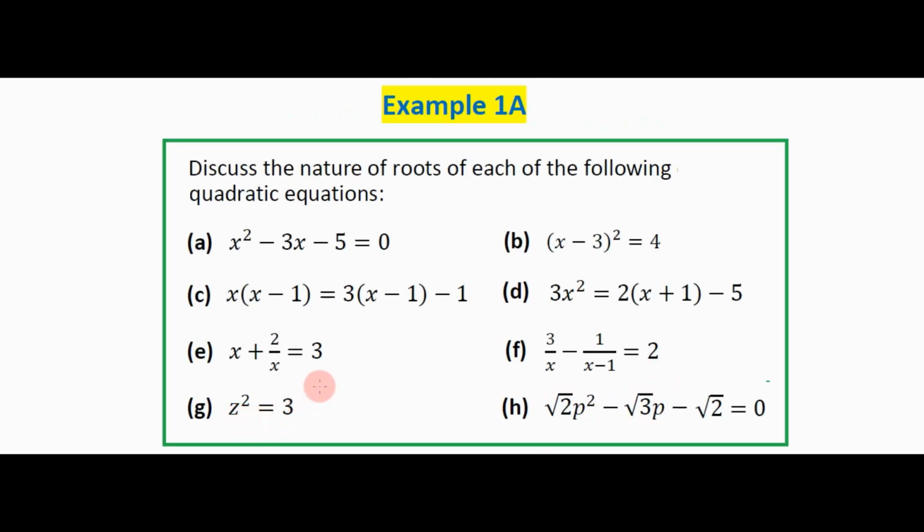Let's look at the second last equation. So here we have z squared equals 3, and we must find the nature of the roots of this equation. Now note that we don't have an x in this equation, we have a z instead. That doesn't make any difference though, it just means that z is the independent variable in the equation. Then secondly, we want to bring the 3 to the left-hand side, and this equation will then be in standard quadratic form.